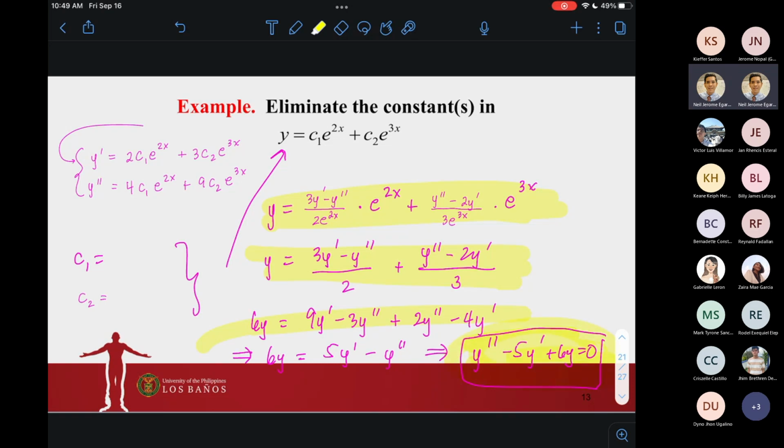Or, if you want to have an explicit form, or kung sinabi na write an explicit form for the ODE representing this two-parameter family, then your answer should have been y double prime equals 5y prime minus 6y. All right? So it's just about how the problem was phrased. Okay? Pero pag walang sinabi, anything is acceptable.